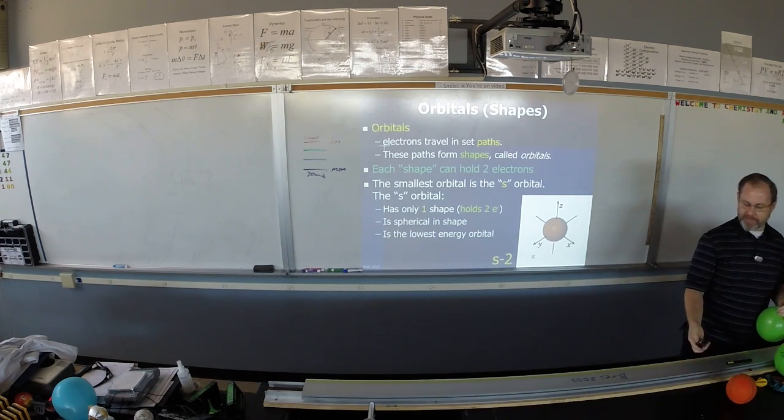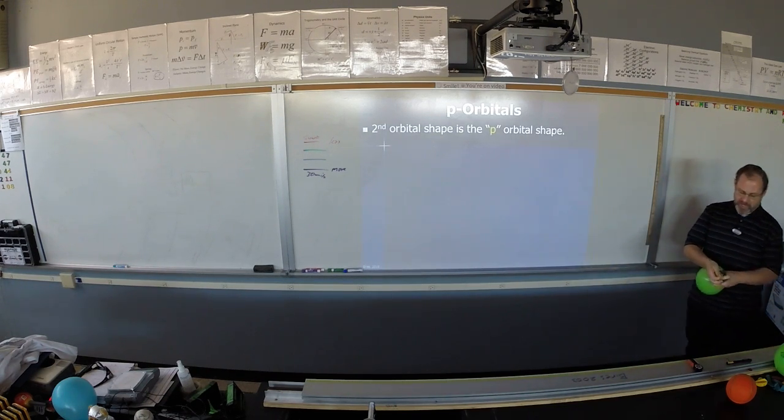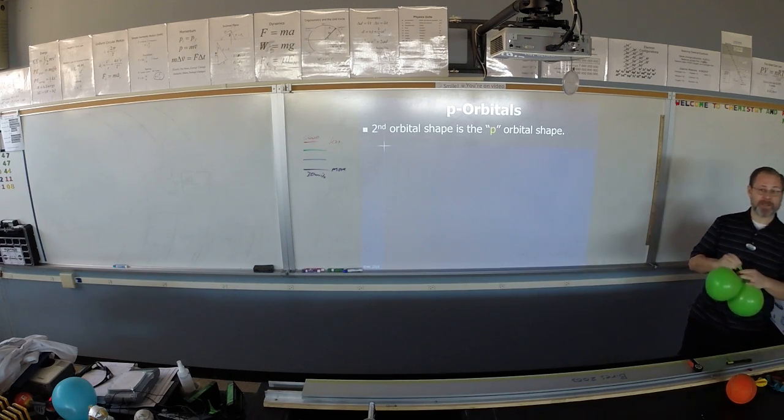All right, so that's the s. The p orbitals, ladies and gentlemen, are the second shape of orbitals, and the p orbitals are a little bit higher in energy than the s orbitals.